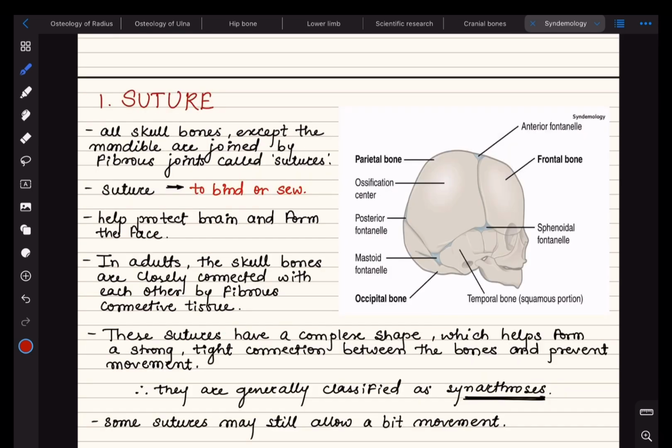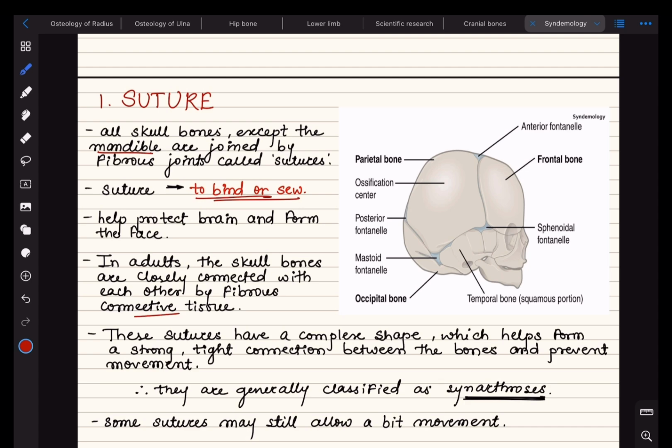So our first type of fibrous joint is suture. All the skull bones except the mandible are joined by the fibrous joints called sutures. Suture in Latin means to bind or to sew. It helps protect the brain and form the face. In adults, the skull bones are closely connected with each other by this fibrous connective tissue.